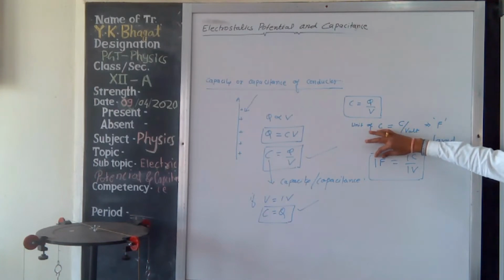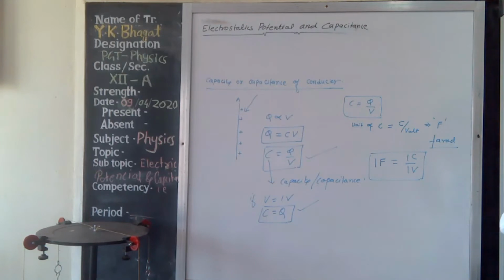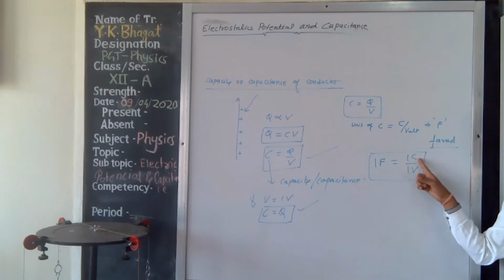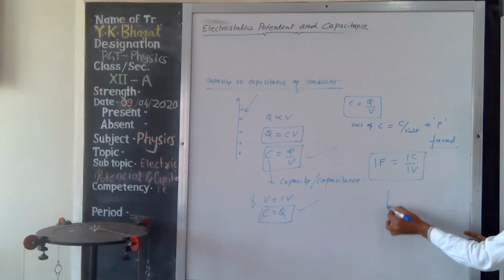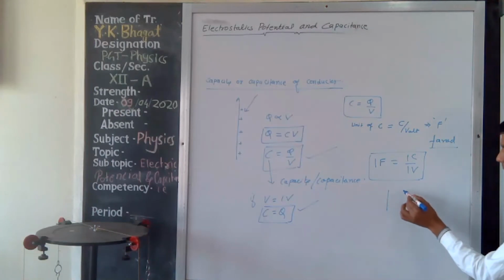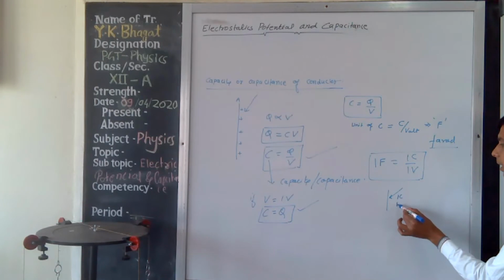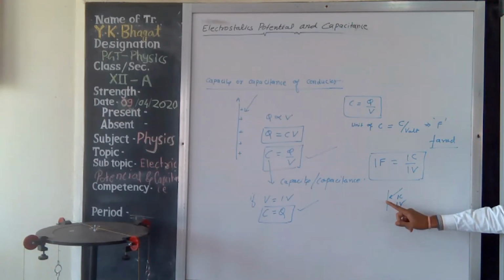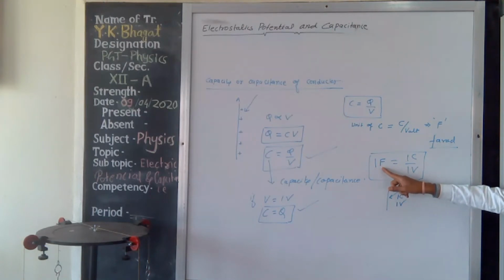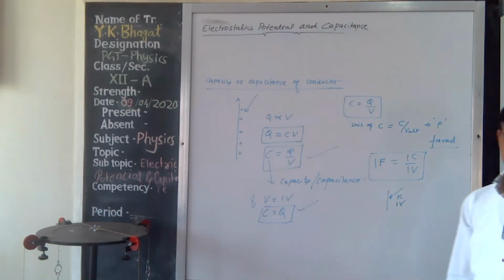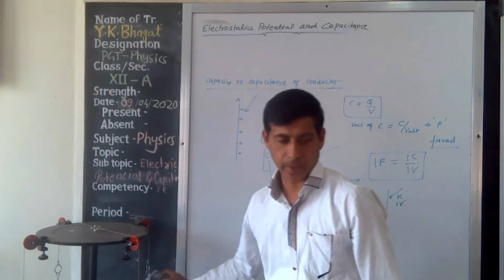That means 1 farad capacity is that capacity of a conductor when 1 coulomb charge is given to the conductor. Suppose we have a conductor, and when we give 1 coulomb charge, its potential rises by 1 volt. Then the capacity of that conductor is said to be 1 farad. It is the definition of 1 farad.